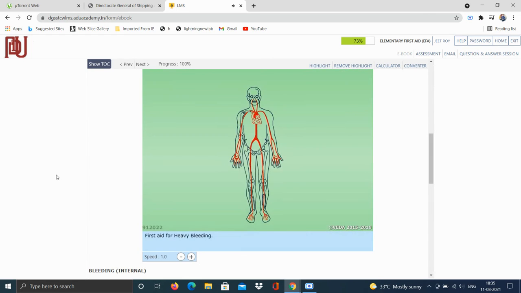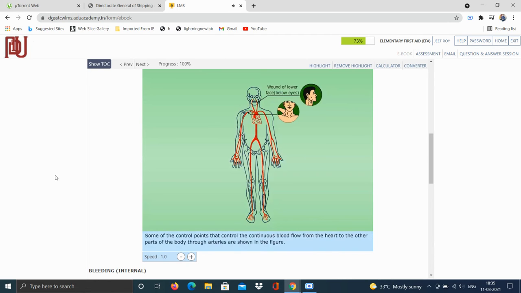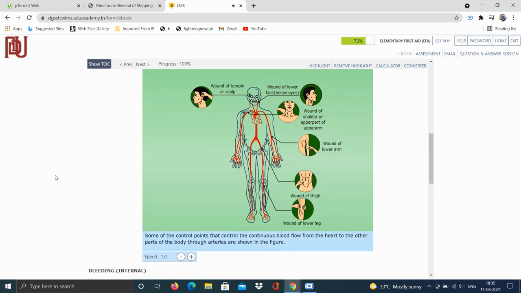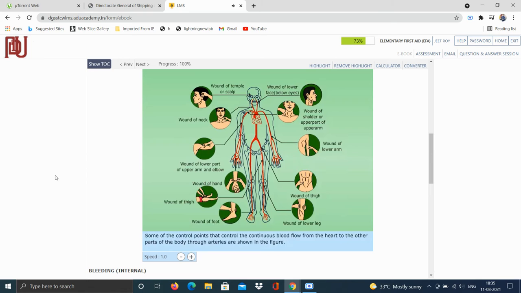First aid for heavy bleeding. This animation gives instructions on first aid and the skills to stop the heavy bleeding. Some of the control points that control the continuous blood flow from the heart to the other parts of the body through arteries are shown in the figure. Applying pressure on these points with the thumb will reduce the blood flow to the wounded area.